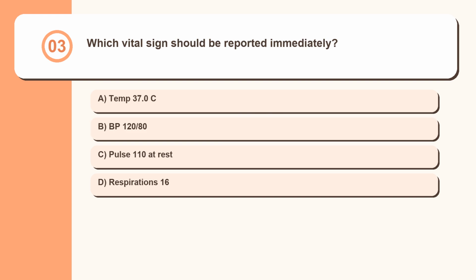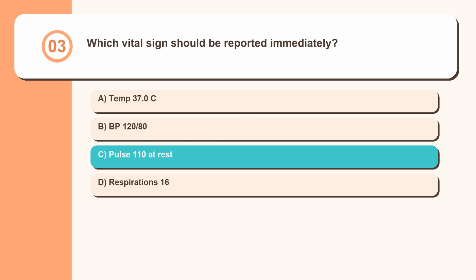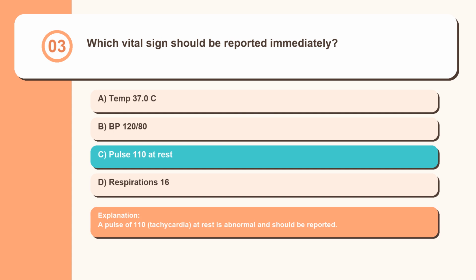Question 3. Which vital sign should be reported immediately? Temp 37.0C, BP 120/80, pulse 110 at rest, respiration 16. A pulse of 110, tachycardia, at rest is abnormal and should be reported.